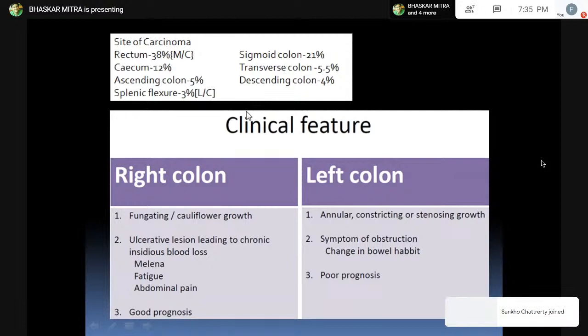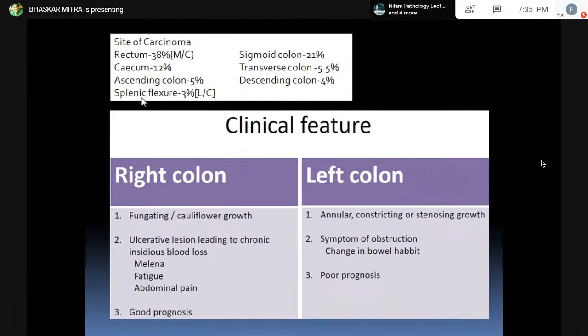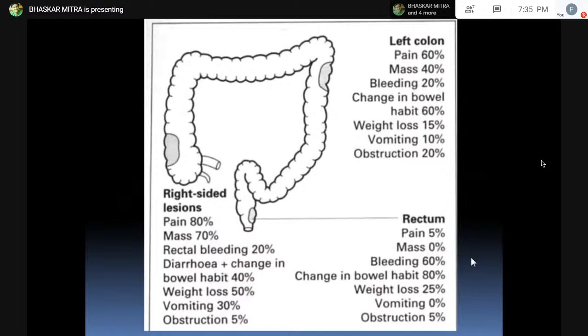Now, it may involve the right colon or the left colon. The right colon usually presents as an ulcerofungating mass, usually with a good prognosis. The left colon usually presents with annular constricting and stenosing growth with features of bowel obstruction, having a poor prognosis. Patients may present with pain, a mass in the abdomen, and obstructive features. Bleeding per rectum is one of the most important symptoms as it goes more distal, as in the rectum. Right-sided cases more often present as a mass lesion. So these are the basic signs and symptoms.